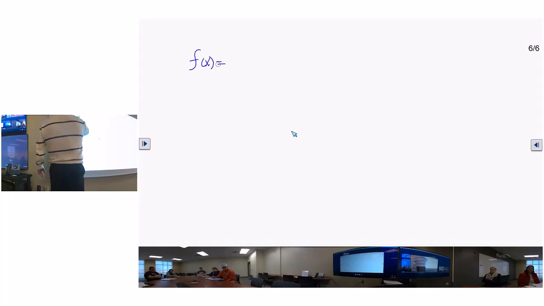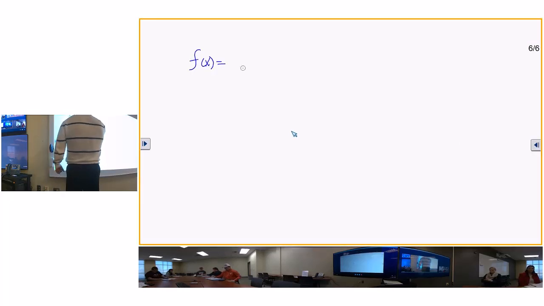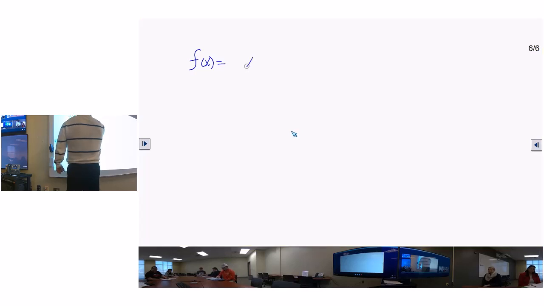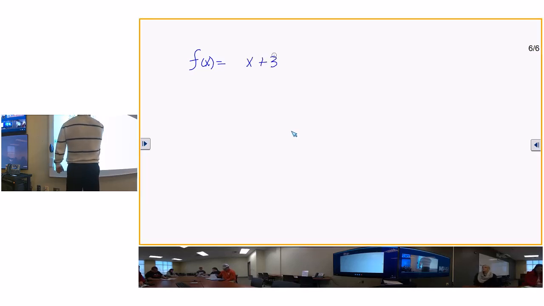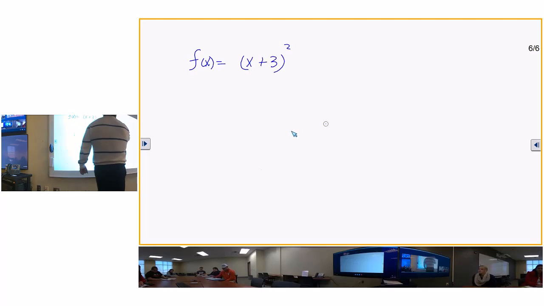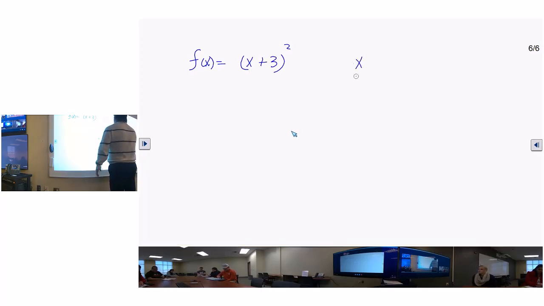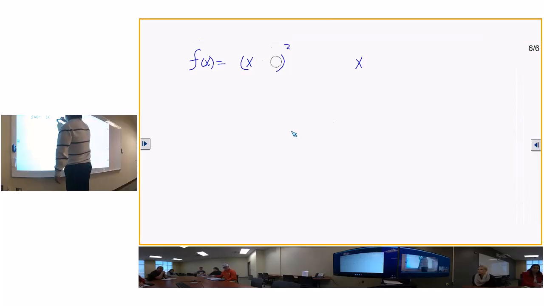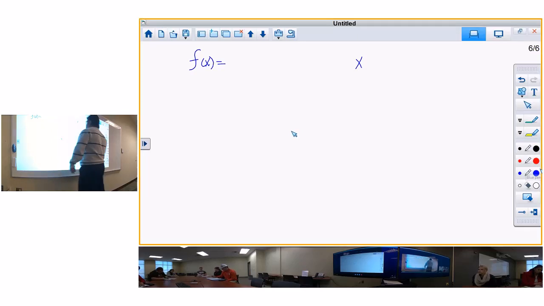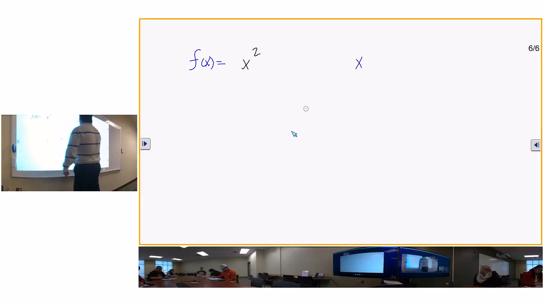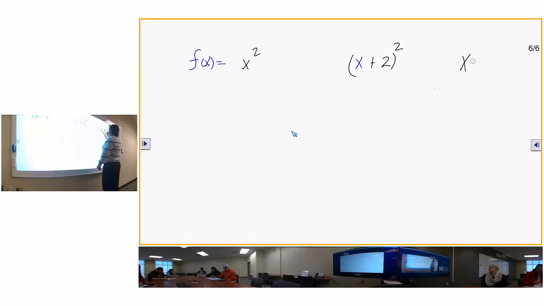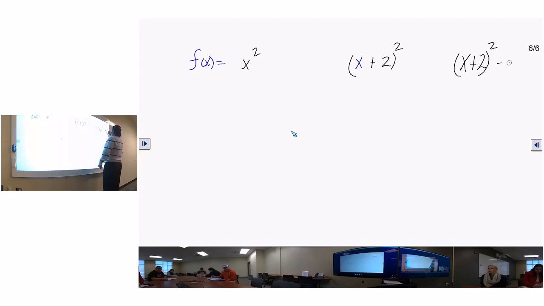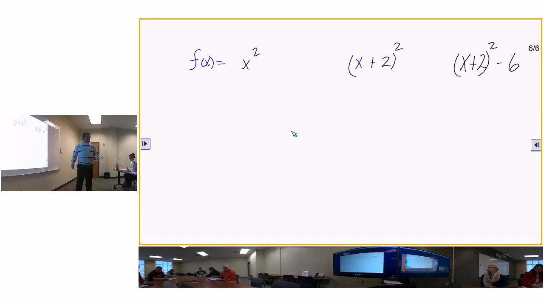f of x is equal to (x plus 3) quantity squared. And then I'm going to go over here, sorry, put x squared first. Okay? Put x squared, and then over here put (x plus 2) squared, and then over here put (x plus 2) squared minus 6. And graph all 3 of those and watch what happens.